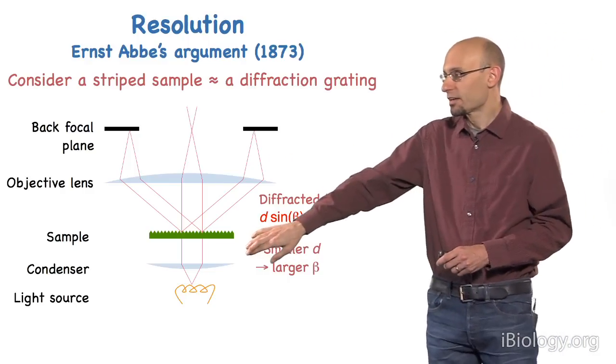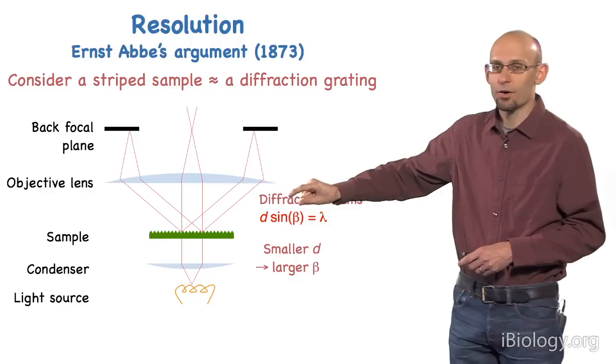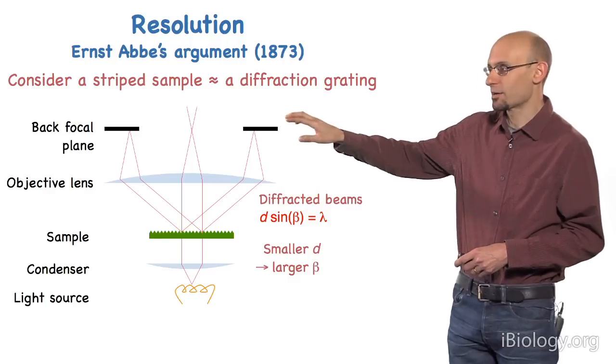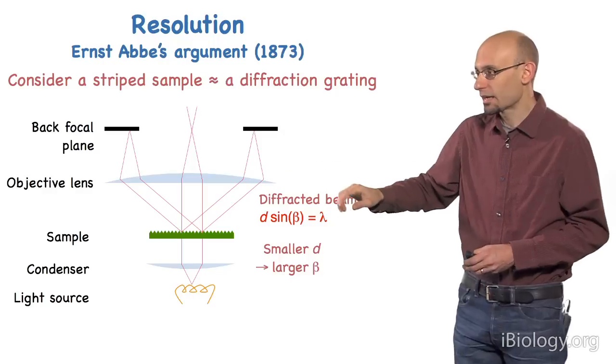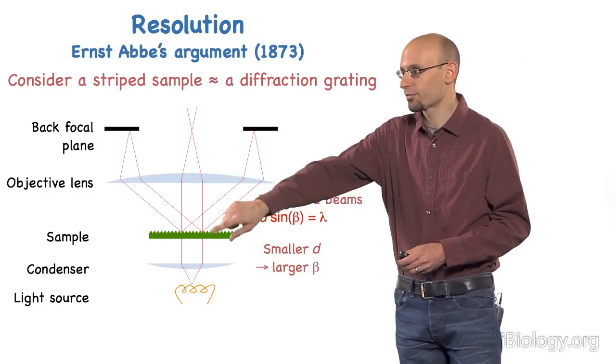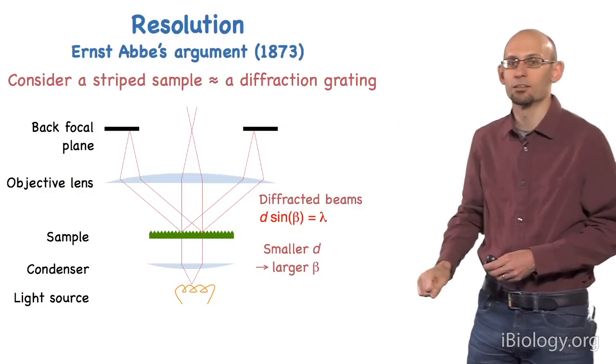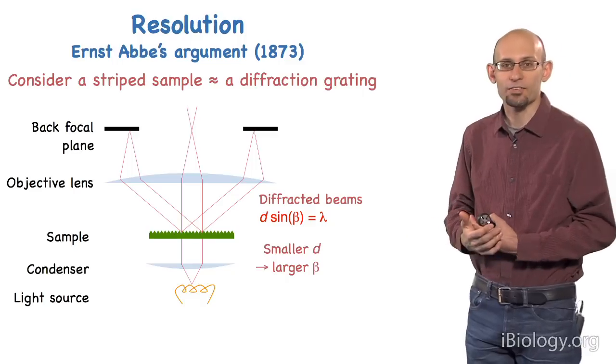And so what happens? These diffracted beams come out and they're not collected by the objective lens. They impact the back focal plane here and they're not transmitted. And so all we get through this is this undiffracted light that's going straight up through the objective without really being affected by the sample.